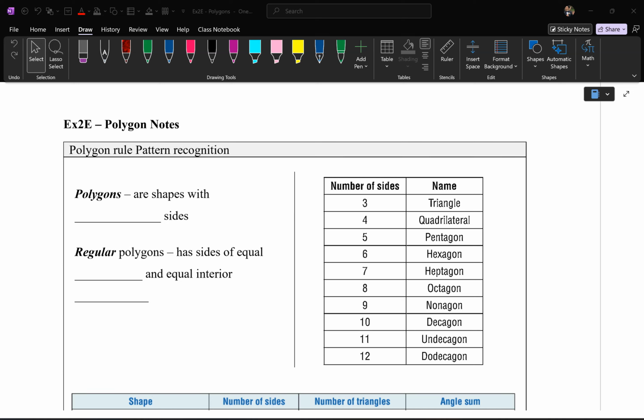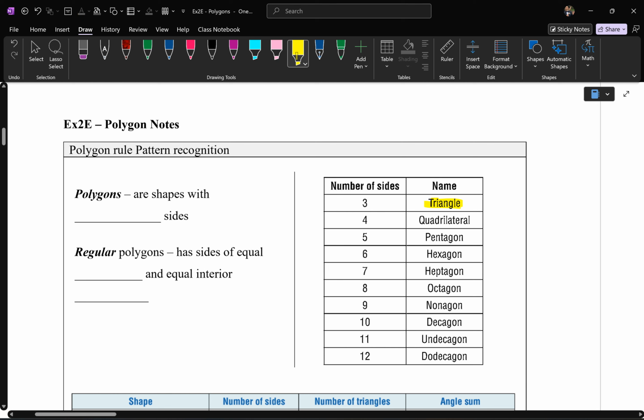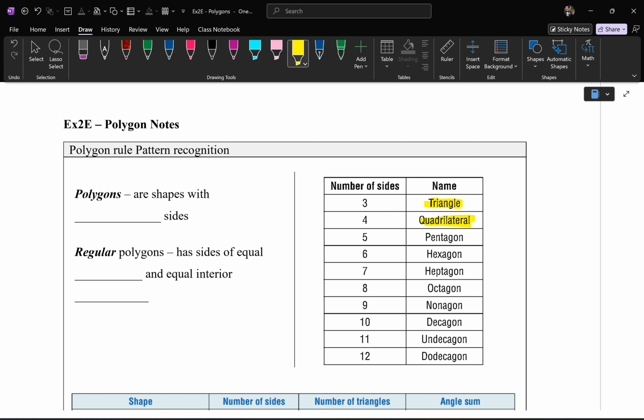Quick basic notes. Exercise 2E. So we've done triangles and quadrilaterals so far. Now we're moving on to, what if you didn't have just triangles or quadrilaterals? What if you had a pentagon, hexagon, heptagon? How do we solve the angles within it?